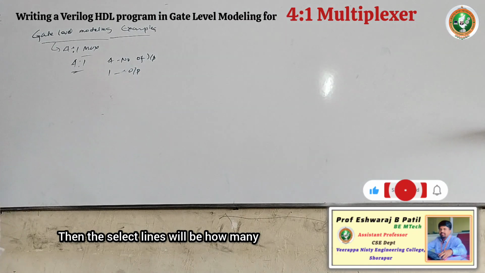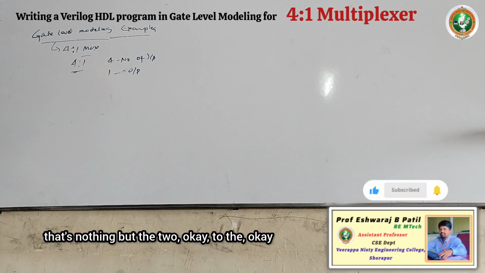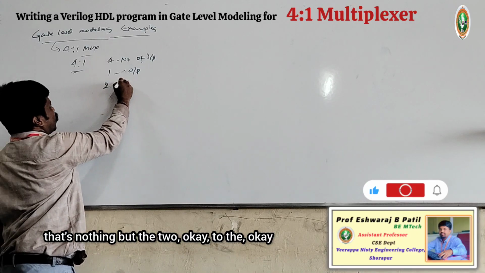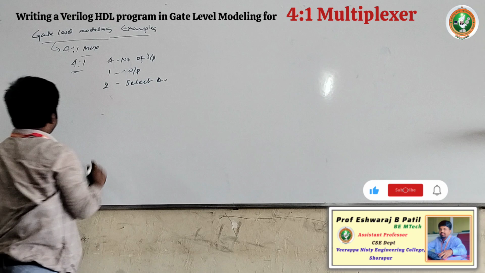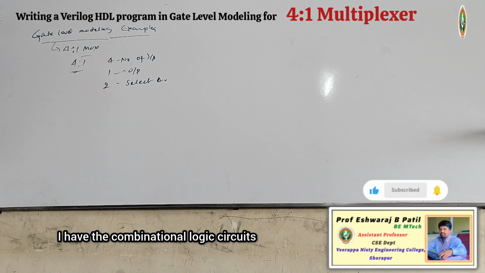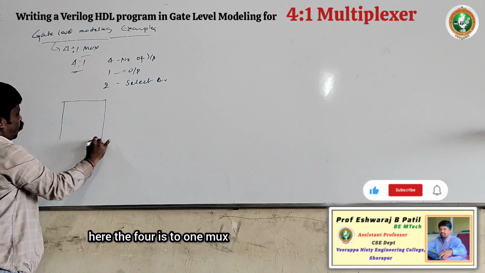Then the select lines will be how many? 2 to the power of 2, that's nothing but 2. So there are 2 select lines. So here we have a combinational circuit, the 4:1 MUX.